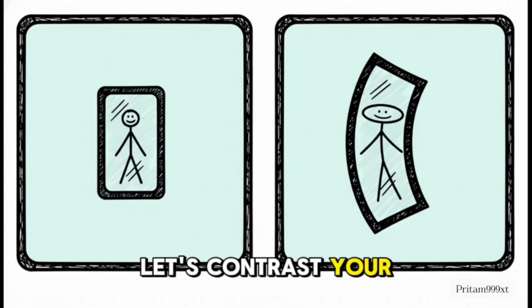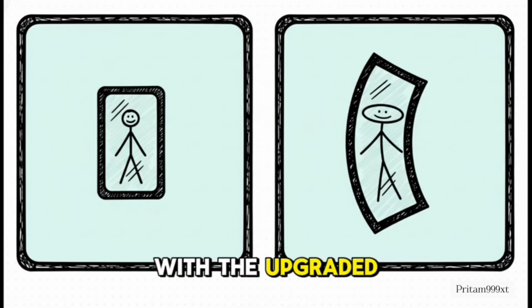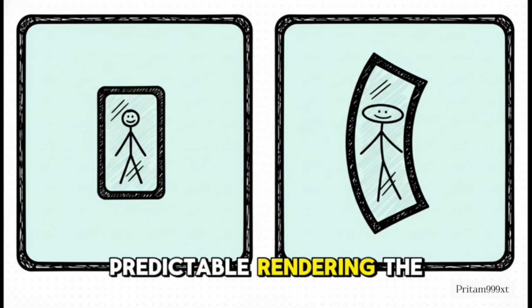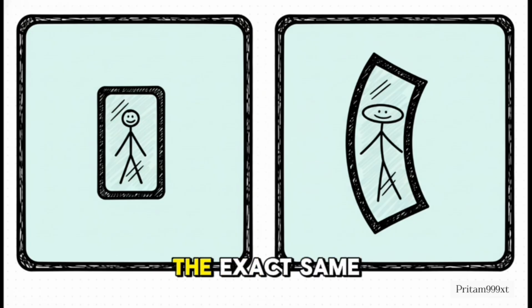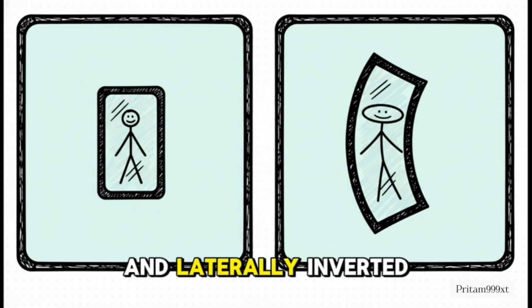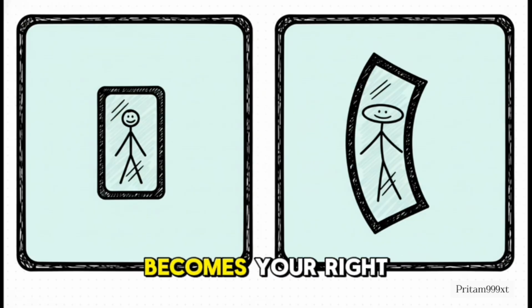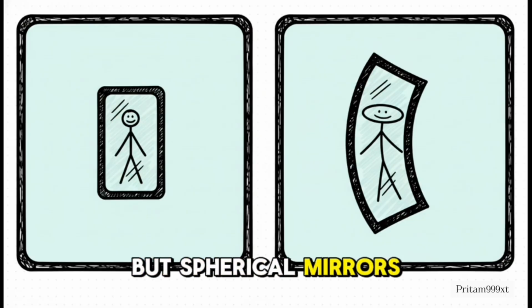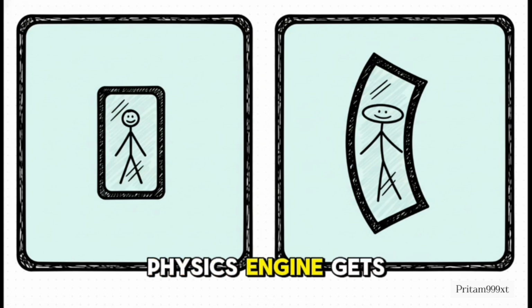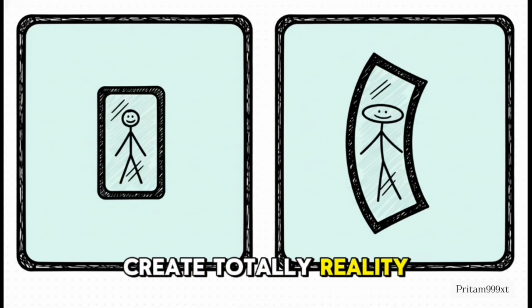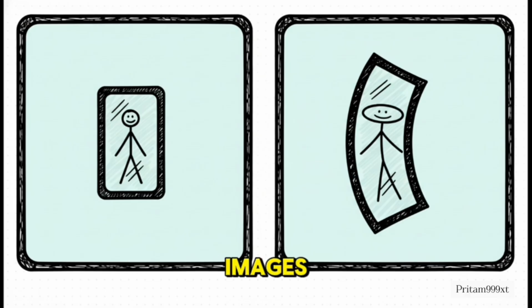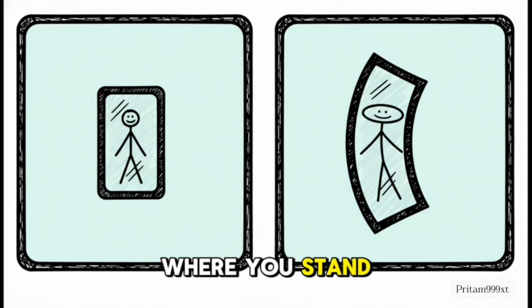Now let's contrast your standard everyday mirrors with the upgraded gear. Plain mirrors? They give you a basic, predictable rendering. The image is always virtual, erect, the exact same size as the object, and laterally inverted. Your left simply becomes your right. But spherical mirrors, oh man, that's where the physics engine gets a massive update. They offer these curved surfaces that create totally reality warping, magnified, or shrunken images, depending entirely on where you stand.